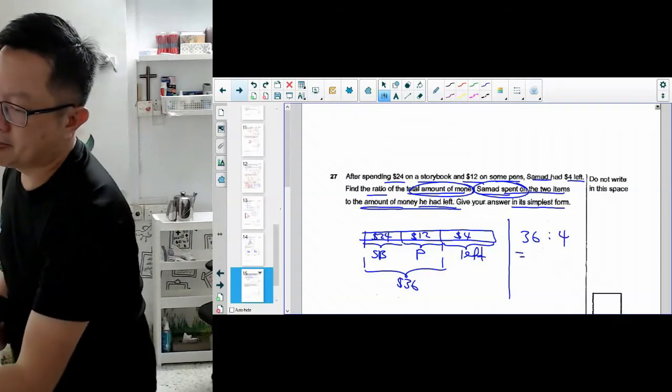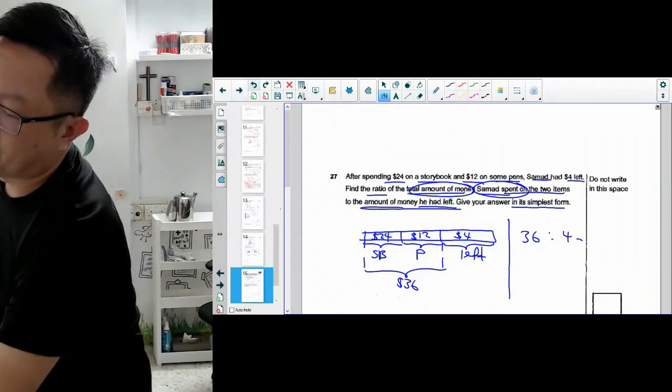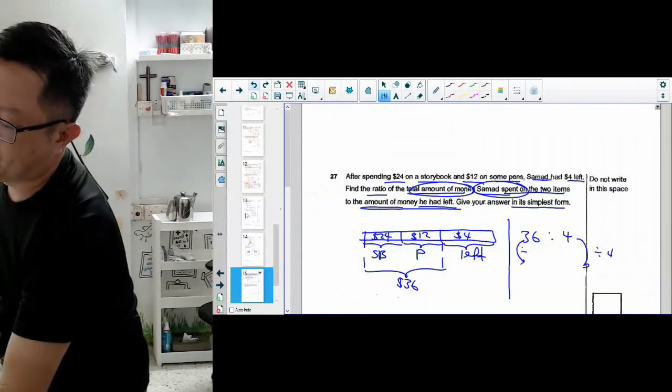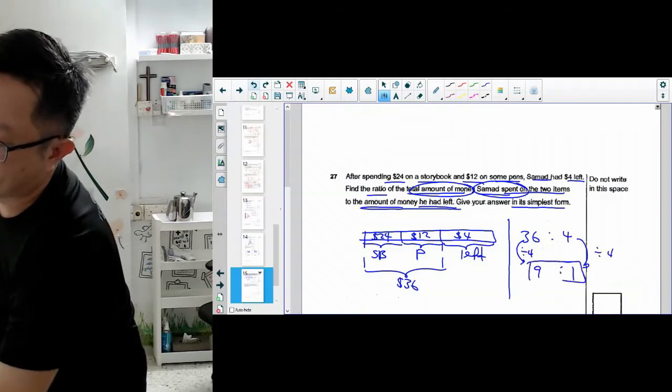And your simplest form, so how do you write your simplest form? You point the arrow downwards and you divide by 4 and divide by 4. And you will get 9 is to 1. So your simplest form is 9 is to 1.